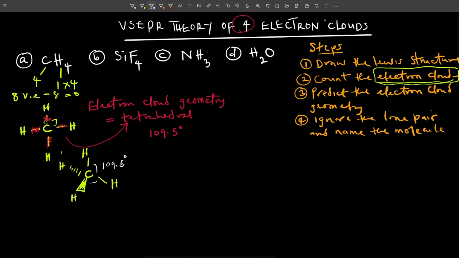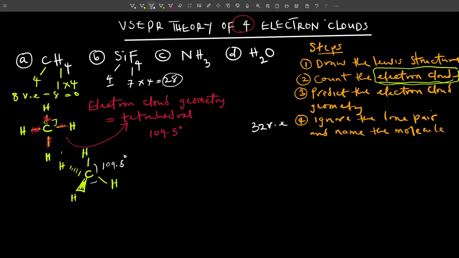Let's take a look at SiF4. Again, the first thing to do is to calculate the number of valence electrons. So here we have silicon has 4 valence electrons, fluorine has 7 valence electrons times 4. That will give me 28. 28 plus 4 gives me a total of 32 valence electrons.